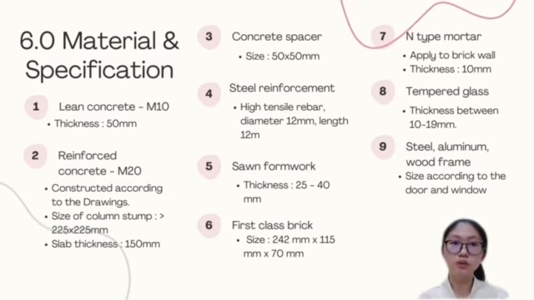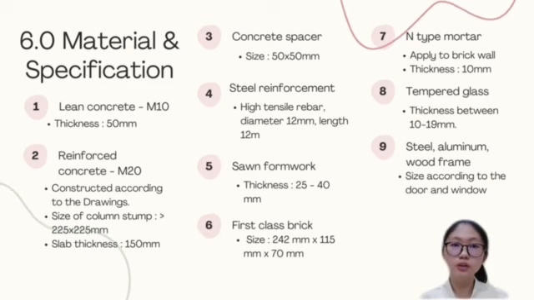steel reinforcement that we choose is a high tensile rebar, diameter 12 mm with 12 meter length. Next, the standard size of a brick is 242 x 115 and times the height 70 mm. The N-type mortar is used to bind the brick together. Thickness between them is 10 mm.